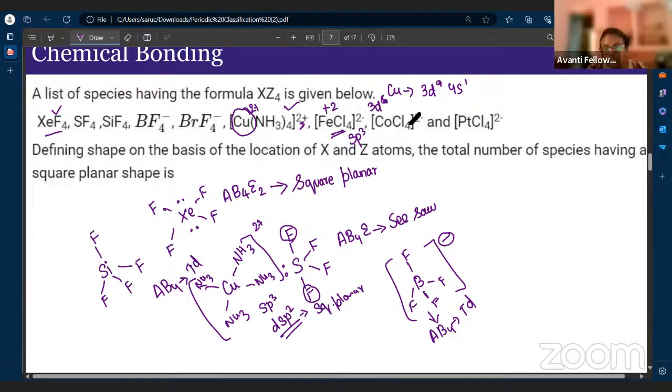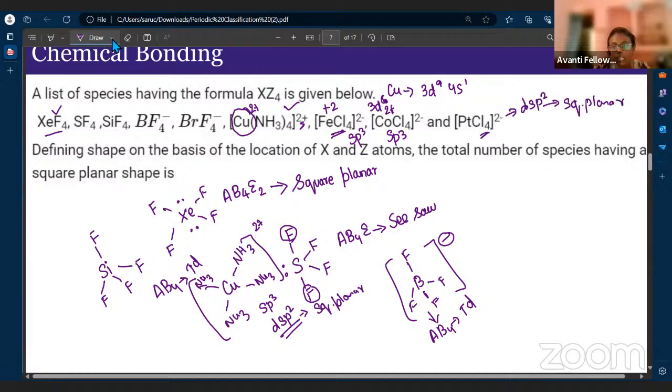And what about CoCl4 2 minus? Here too the oxidation state is +2, so therefore it will be sp3. PtCl4 2 minus, we have just seen that even though it has a weak field ligand, it will have dsp2 hybridization, so therefore it will be square planar.